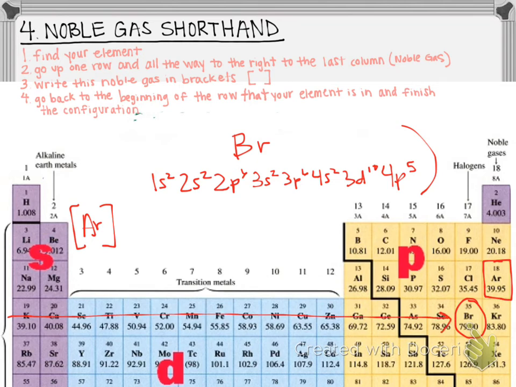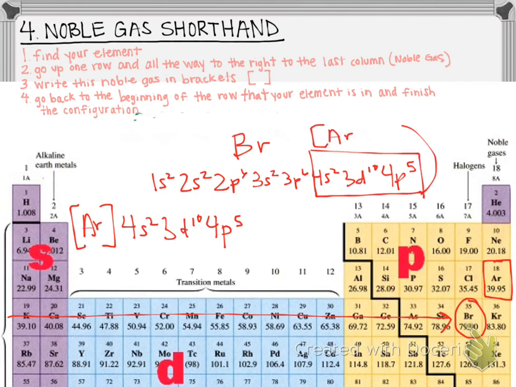So you go through 4s2 and 3d10 and 4p5. So your full electron configuration starts at the very beginning. Your noble gas shorthand is where you've got the noble gas in brackets. So basically we just took the electron configuration and we put a noble gas, Ar, plus that last section. And so that is your noble gas shorthand. That is much faster and easier instead of writing out the entire full electron configuration.